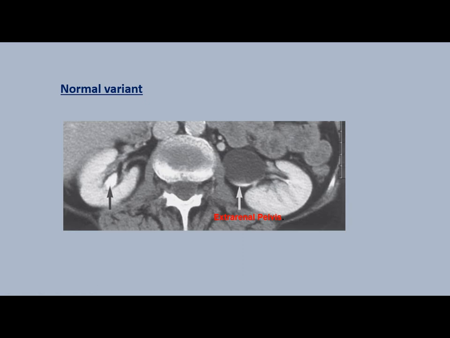The point is to differentiate extra-renal pelvis from hydronephrosis in that there is no associated calyceal dilatation here, and if you follow the other images below the pelvis, you see that there is no dilatation of the ureter. So this point is to differentiate between the two, between hydronephrosis and extra-renal pelvis.